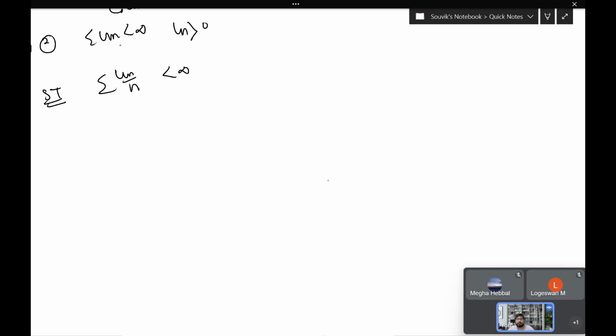The question, I'm repeating the question, is that given series summation un is convergent, and un are all positive, we need to show the summation un by n is convergent. Okay, let's try it.